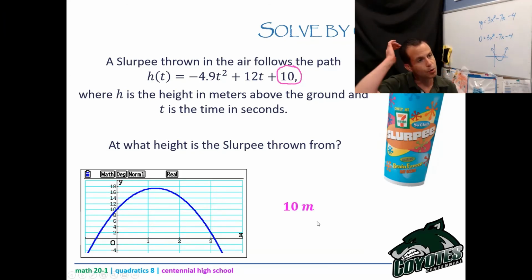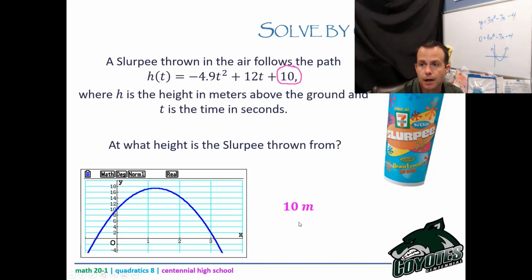Okay, so, you know, if I'm throwing this 10 meters high, I'm throwing it off the building. Maybe I'm on the roof of Centennial. Maybe I'm on the roof of my house. I don't know, something 10 meters high. I'm obviously having a bad day if I'm standing on the roof and throwing a Slurpee, but that's beside the point.